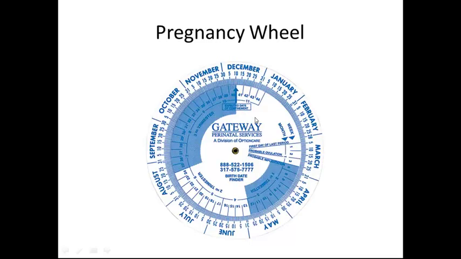So the expected date of delivery would be December 10th, as you can see here. These numbers throughout the wheel are the weeks of gestation. So we can determine how far along they are, and also it shows with the colors which trimester they are in. We will write this down and document this in the patient's medical record.